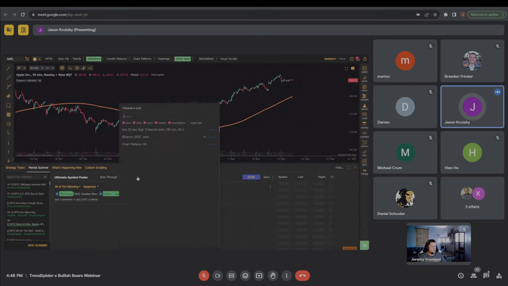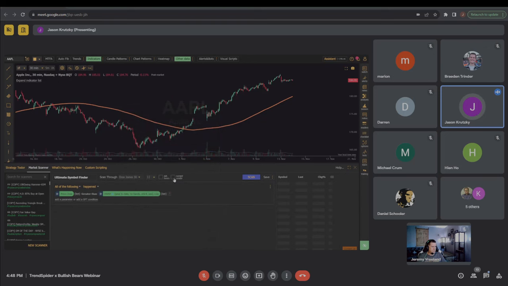From here, I just have to pick my scan-through list, whatever I want that list to be. Turn on the current candle toggle if you're looking for this occurring right now. Run the scan and you're off to the races. It's going to find every name that's meeting that particular criteria right now. I can do that everywhere we're looking, whether it be in the scanner, the strategy tester, the multi-factor alerts, or the smart checklist.